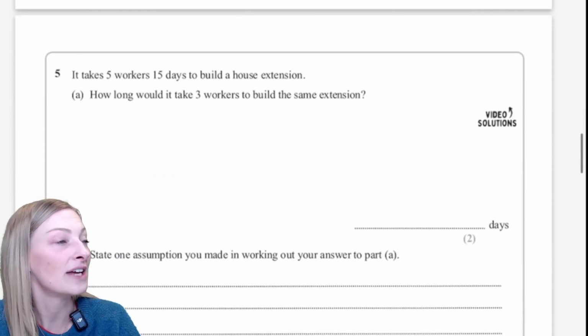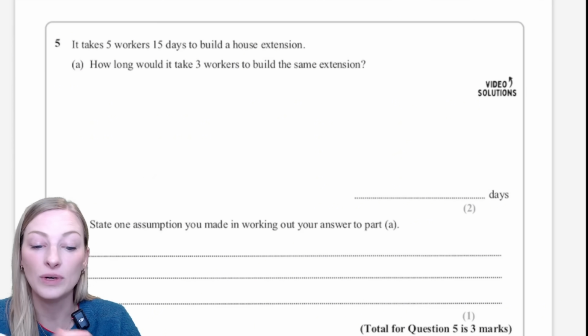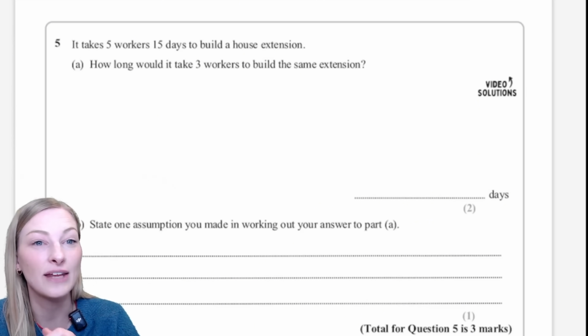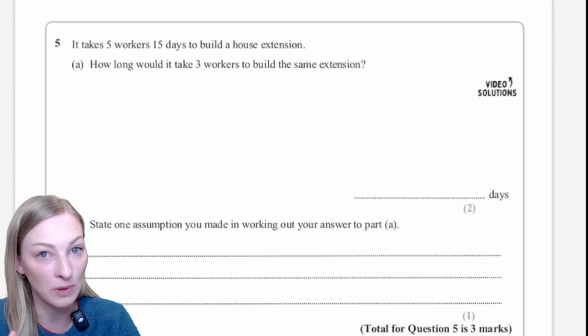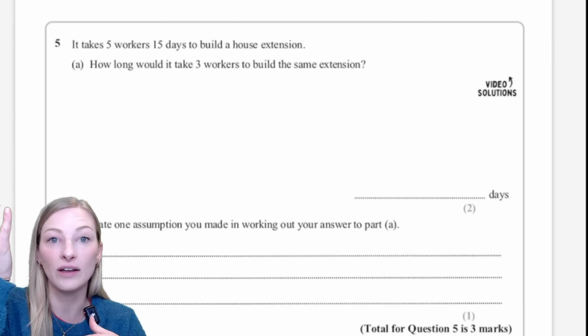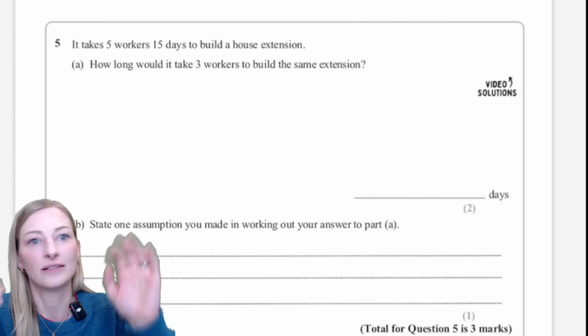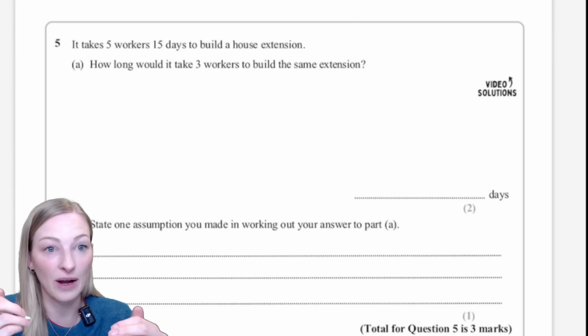Question number 5. It takes 5 workers 15 days to build a house extension. How long would it take 3 workers to build the same extension? And this is an example of worded proportion. In this case, if we have more workers, it's actually going to take less time. And if I have less workers, it's actually going to take more time. So we need to make sure that we're going the right way.